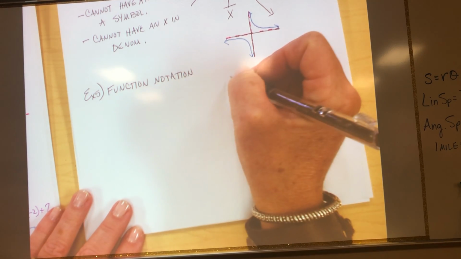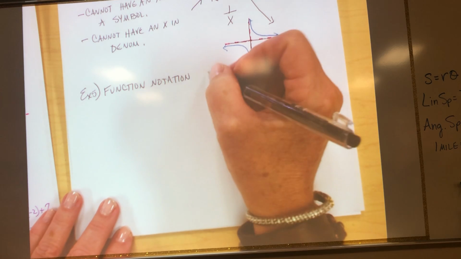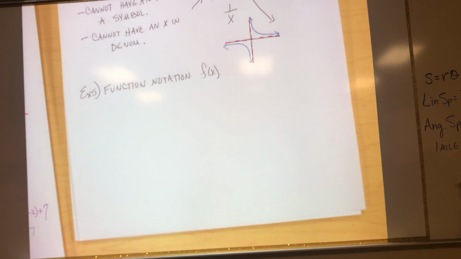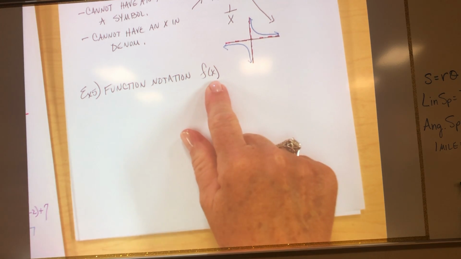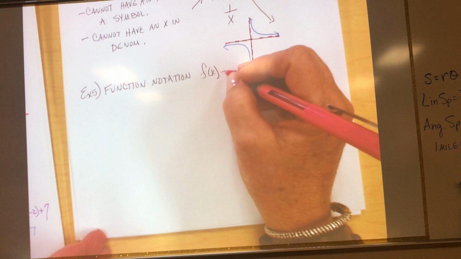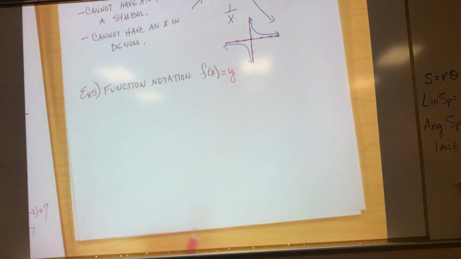Okay, function notation. This is function notation. f of x, some function of x. Now, what does f of x really mean? It's just the same thing as y. It's not a big deal. So we can do this.